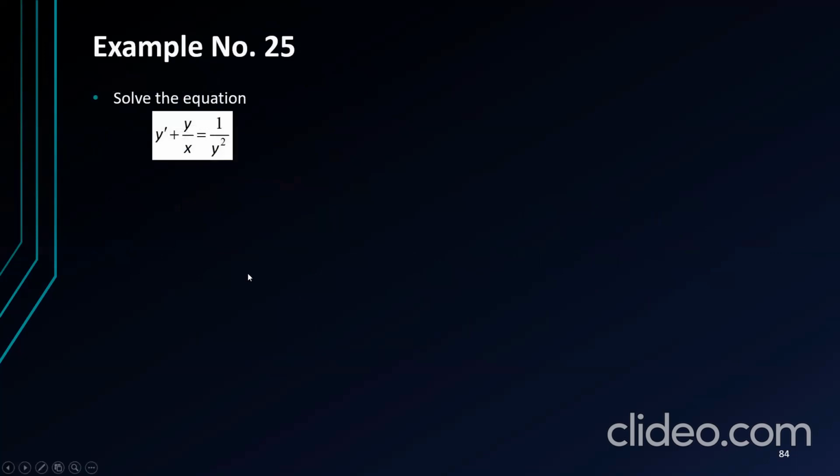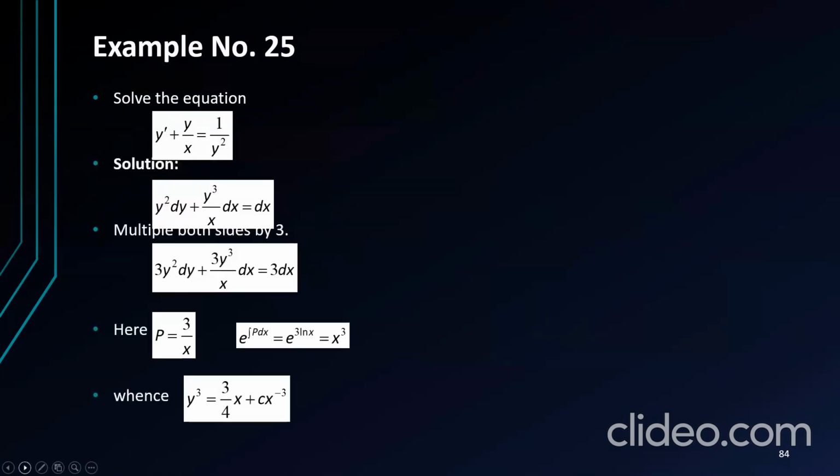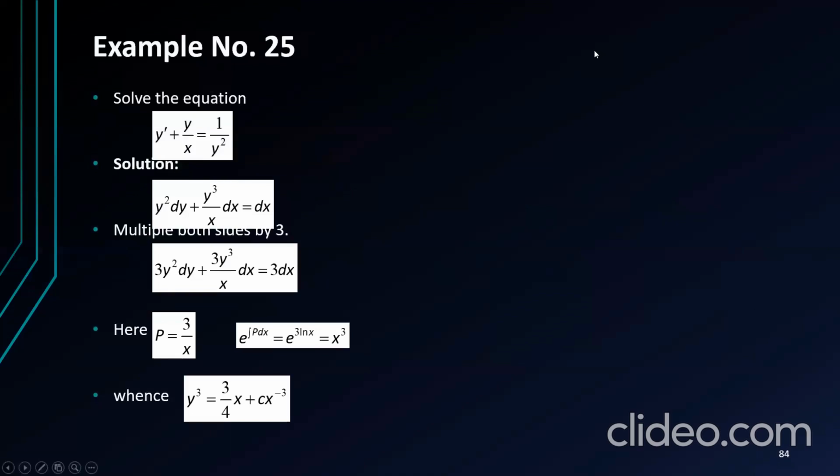So example, ayan. Function of y to. Okay? Ayan. Solve y prime plus 1 y over x equals 1 over y squared. Solution: y squared dy plus y cube over x dx is equal to dx. So ginawa natin yung y prime dy over dx. Then multiply both sides by 3.